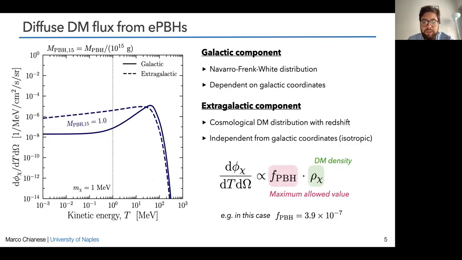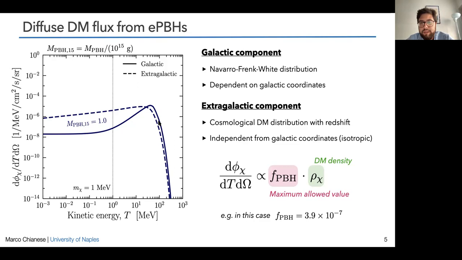Once we have the energy spectrum from the evaporation of a single primordial black hole, we compute the total flux of dark matter particles produced by the galactic and extragalactic population of primordial black holes. The galactic component of this flux, here shown with the solid line, follows the dark matter distribution of our galaxy, for which we consider the standard Navarro-Frenk-White profile. As for standard indirect dark matter searches, the galactic component has a strong dependence on the angular galactic coordinates and peaks towards the galactic center.